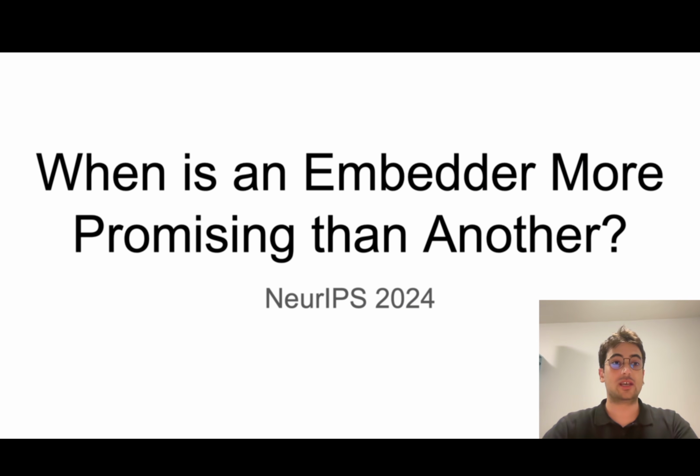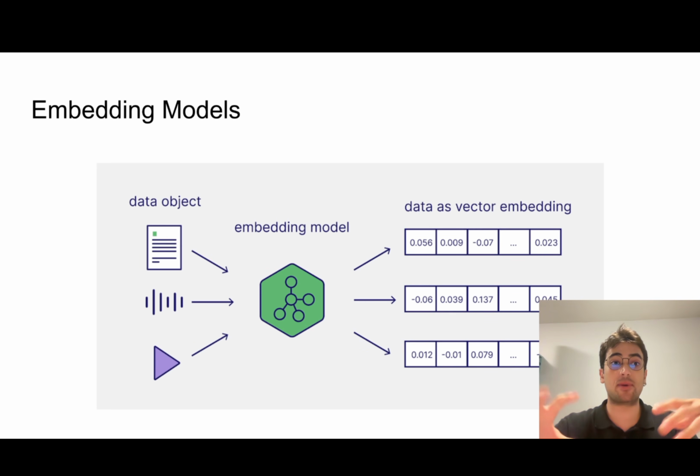Perfect. So let's start the paper. When is an embedder more promising than another? First of all, we need to know what an embedder is, right? Maybe you already know, or you already have ideas about it. As I told you, it's a NeurIPS paper. So what is an embedder or embedding models?